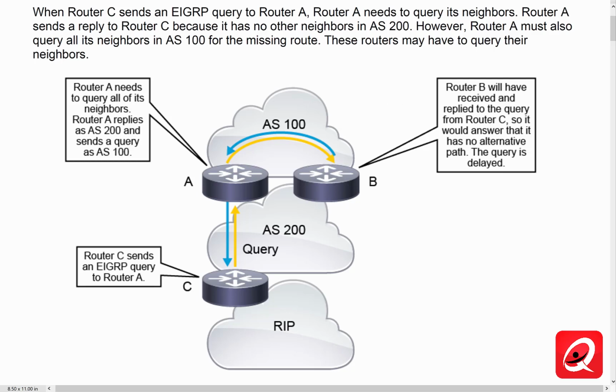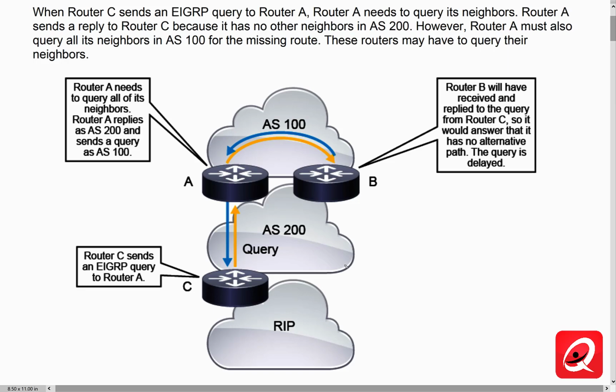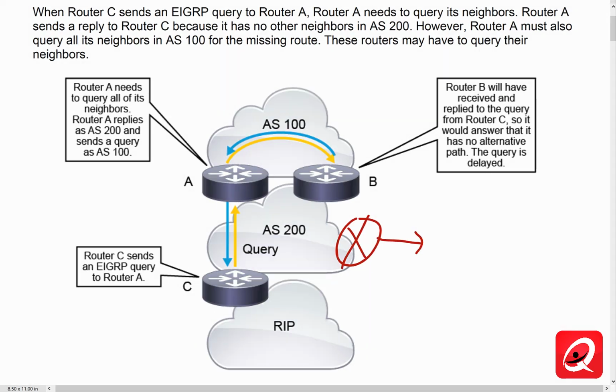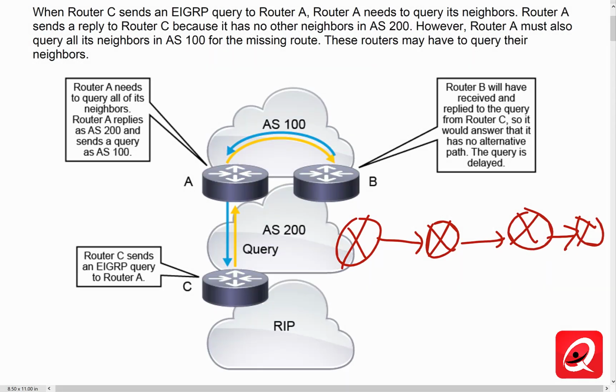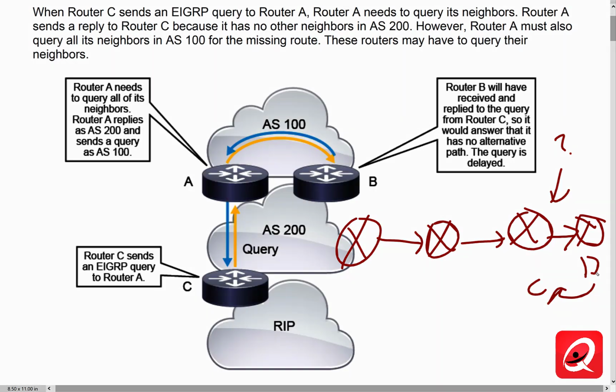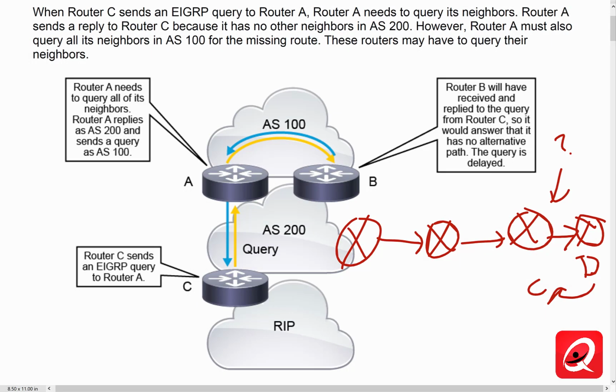Now, we could run into a scenario where router A queries router B, and router B queries router C, and so on, and router C queries D. And maybe there's an issue here, right? There's something going on that link that is preventing router D from responding to router C.